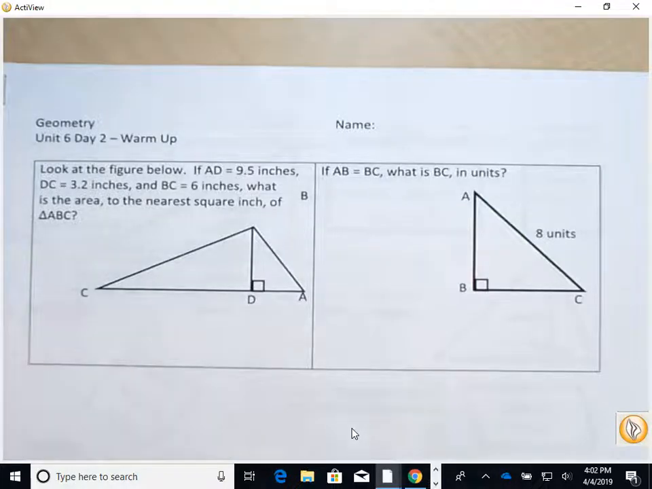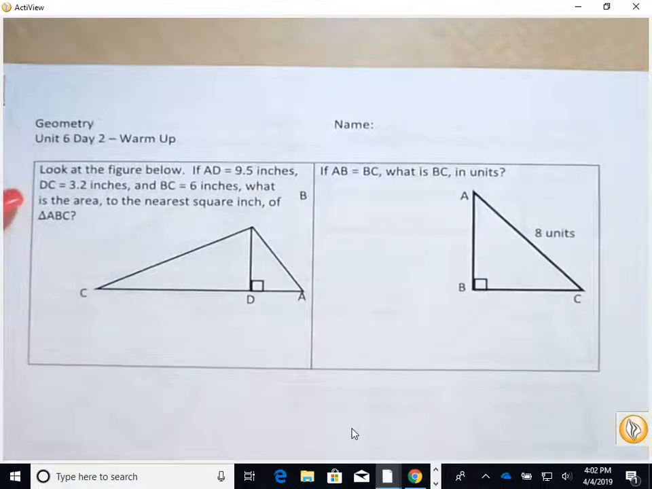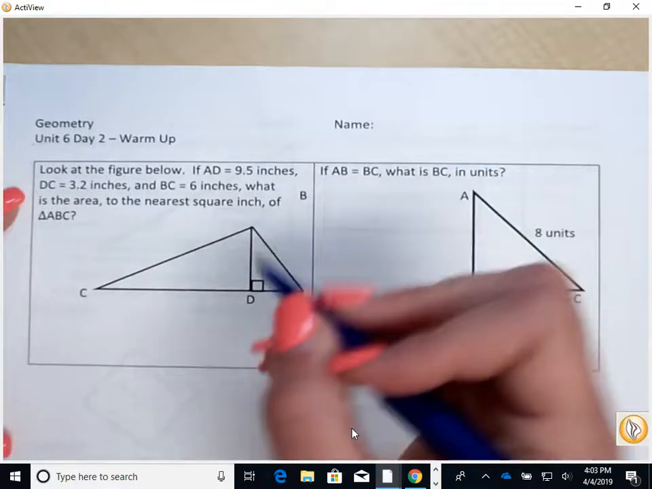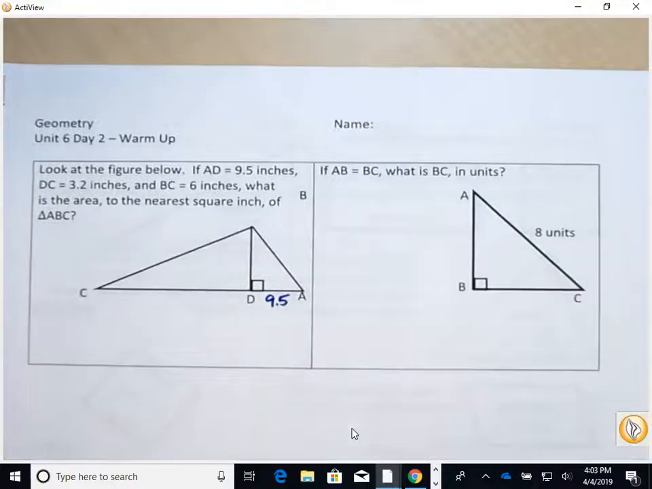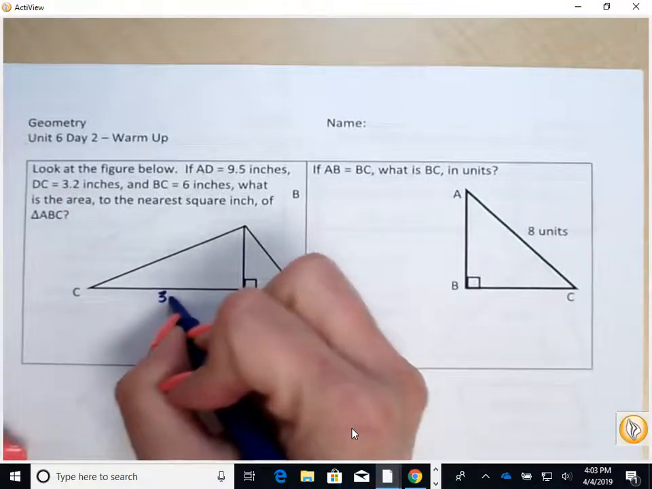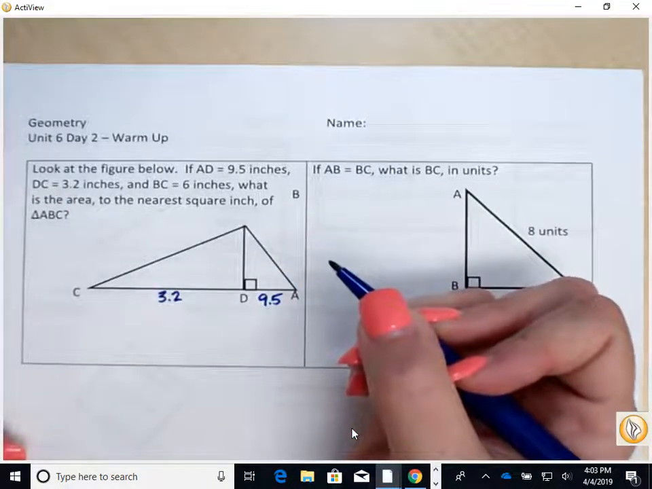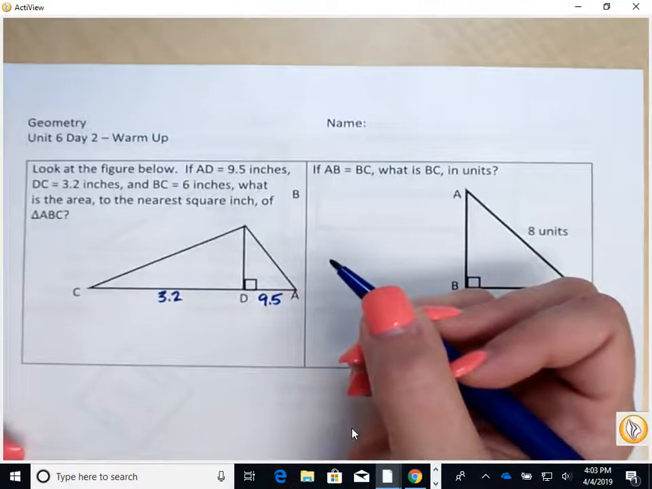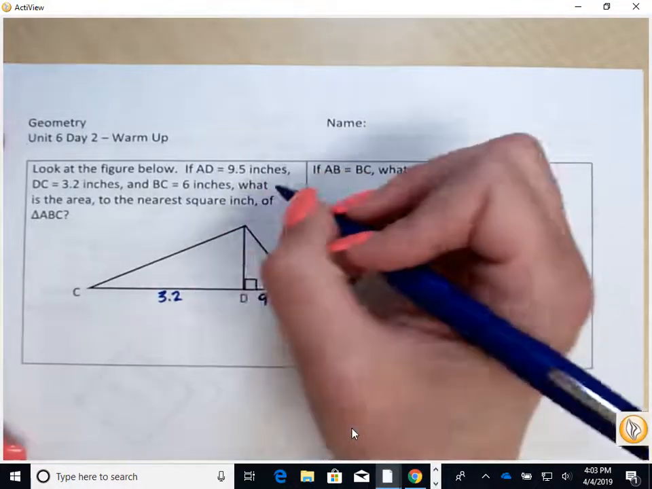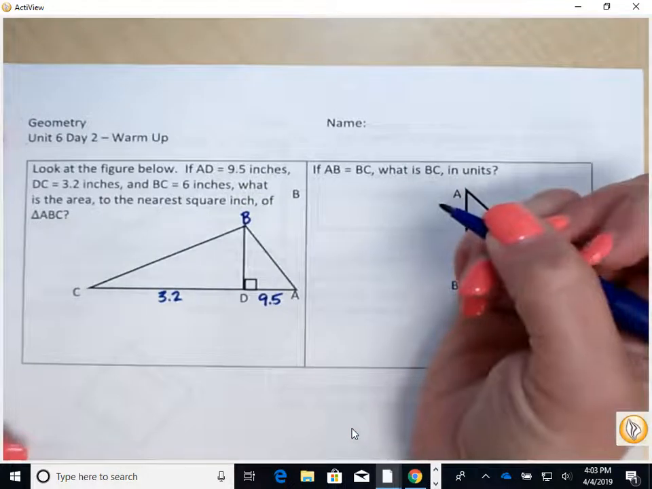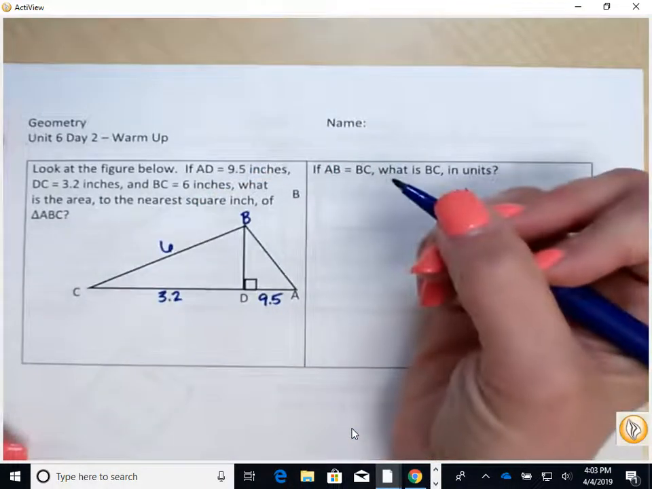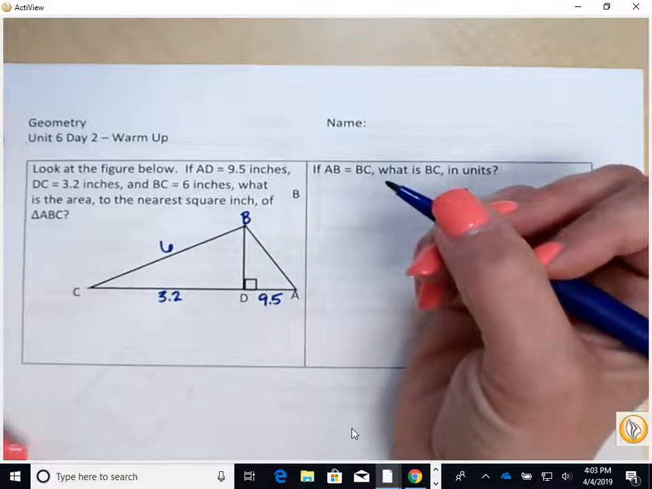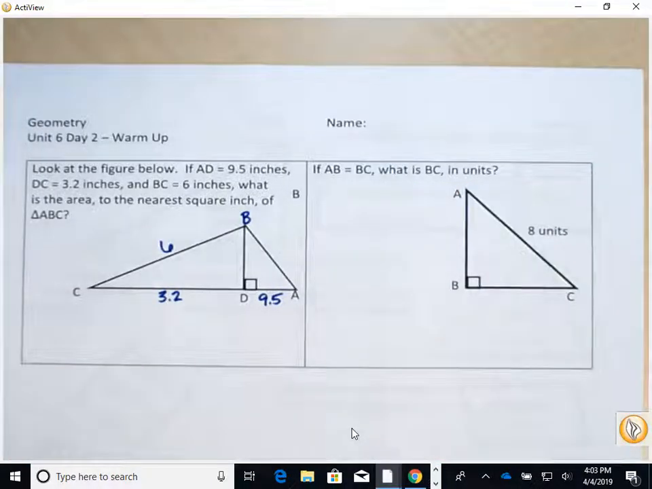All right, so number 1, it says, look at the figure below. If side AD, or the distance from A to D, is 9.5 inches, so label that on your diagram, and the distance from D to C is 3.2 inches, obviously not drawn to scale, and side B to C is 6 inches. Ooh, that B is supposed to be way over here, so FYI. All right, B to C is 6 inches. And what is the area to the nearest square inch of triangle ABC?